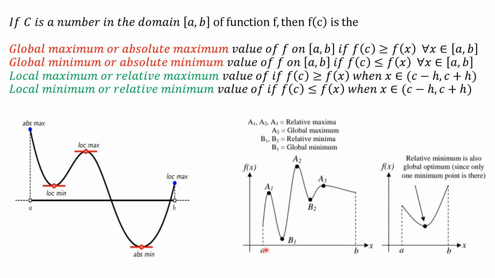Look at the second graph shown in this slide. Suppose this is the graph given to us, and we have different crests and troughs. A1, A2, A3 are crests, and B1 and B2 are troughs. That means different ups and downs.